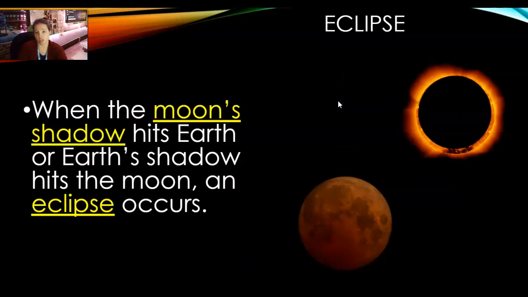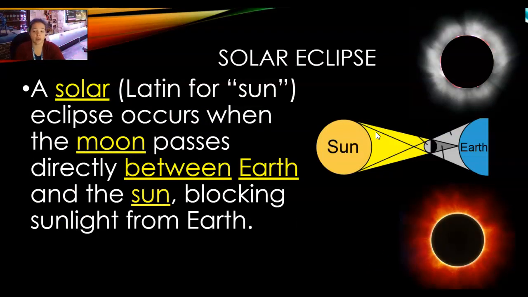Now we're going to get into the eclipse. An eclipse is when the moon's shadow either hits the Earth or the Earth's shadow hits the moon. So there's an eclipse and there's an eclipse. They are both eclipses. We have different names for them. The first type we're going to look at is the one I had over here. It's a solar eclipse. Think of solar, sun, solar panels, which collect sun rays. It occurs when the moon is in between the sun and the Earth.